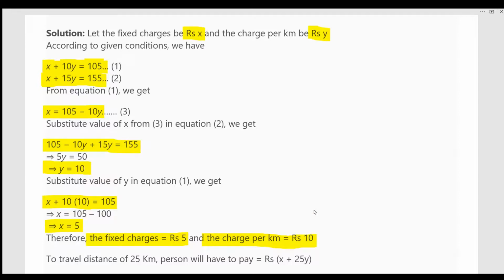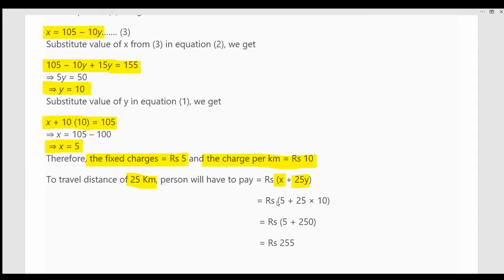Now there is one more thing in the problem. We have to find the charge paid for 25 kilometers. So what will we do for that? We will add fixed charges and charge for 25 kilometers. So x plus 25y, which is 5 plus 25 into 10, which is equal to 5 plus 250, or it is 255. So the charge paid for 25 kilometers is equal to rupees 255. So this is how we completed the problem.